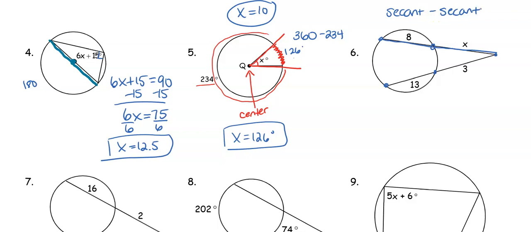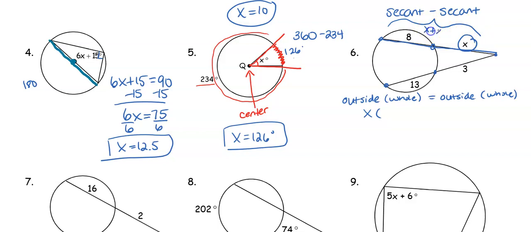relationship. And for secant, this is outside times the whole is equal to the outside times the whole. So here the outside piece is x. The whole piece, you are putting those together. Remember, you are adding. It's segment addition. X plus 8. And then on the bottom, again, it's outside times the whole, which is 16.